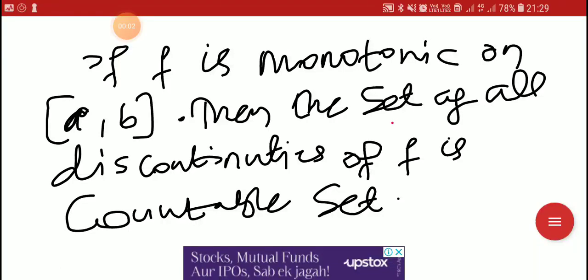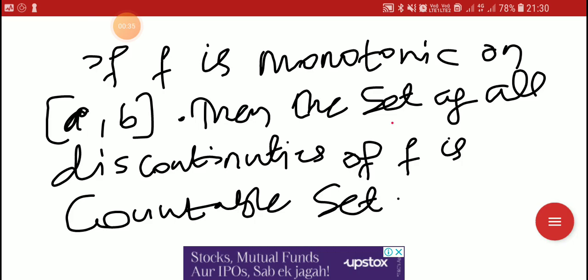Theorem 2, a theorem in properties of monotonic functions. The theorem is: if f is monotonic on the closed interval [a, b], then the set of all discontinuities of f is a countable set. Given that f is monotonic, we assume f is monotonic increasing.